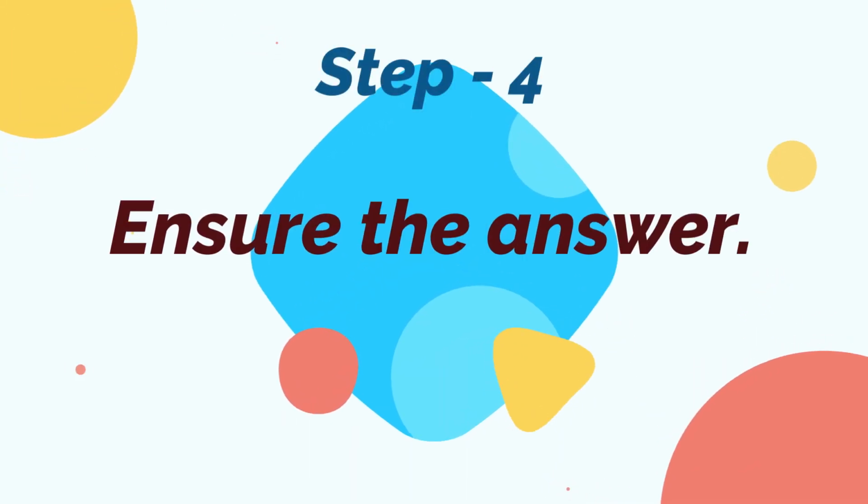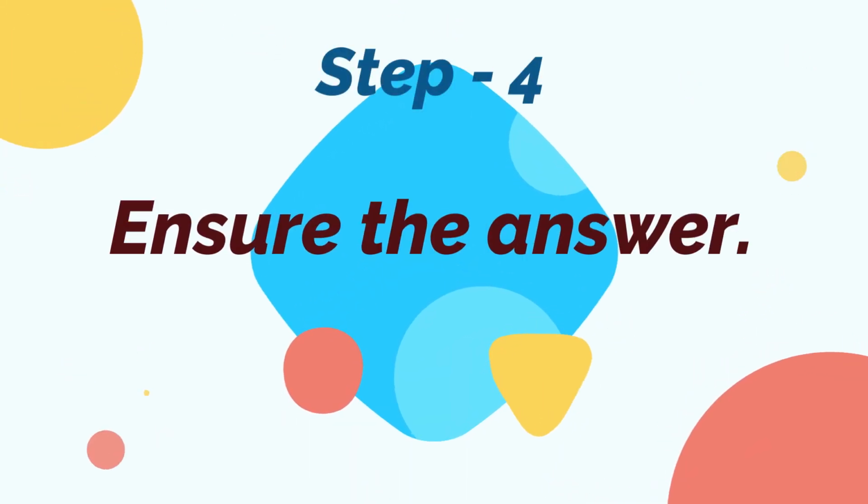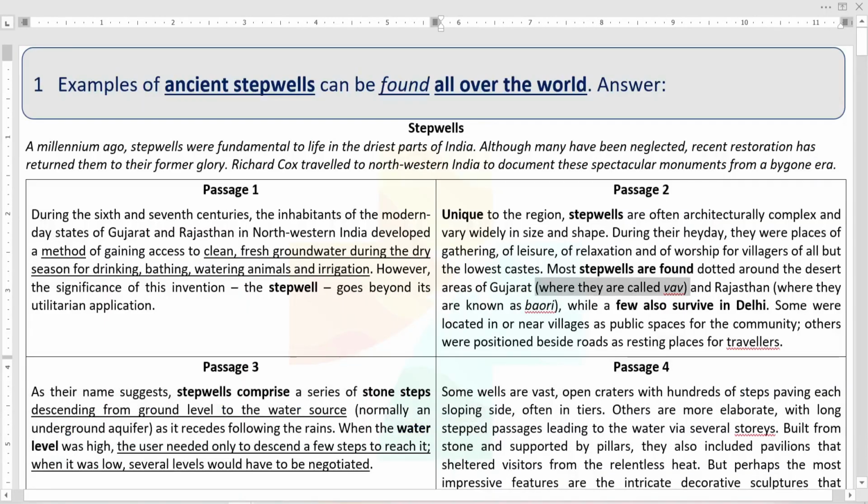Step 4. Ensure the answer. Let's analyze the keywords with the information mentioned in the passage. Question 1. Examples of ancient stepwells can be found all over the world. Keywords are ancient stepwells and all over the world. The keywords we have found in passage 2.